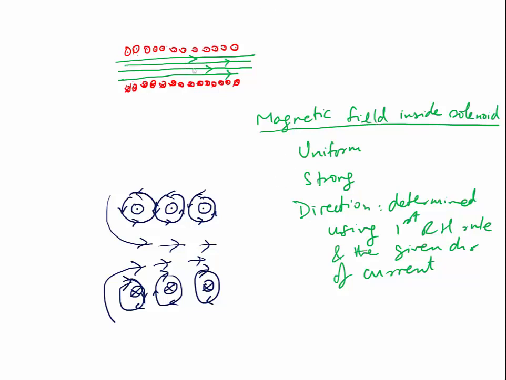We know that the magnetic field is uniform based on the contribution of all of these different coils. Let's see what the equation ends up being. The equation for the magnitude ends up being mu naught times N times I over L. L here is the length of the solenoid.